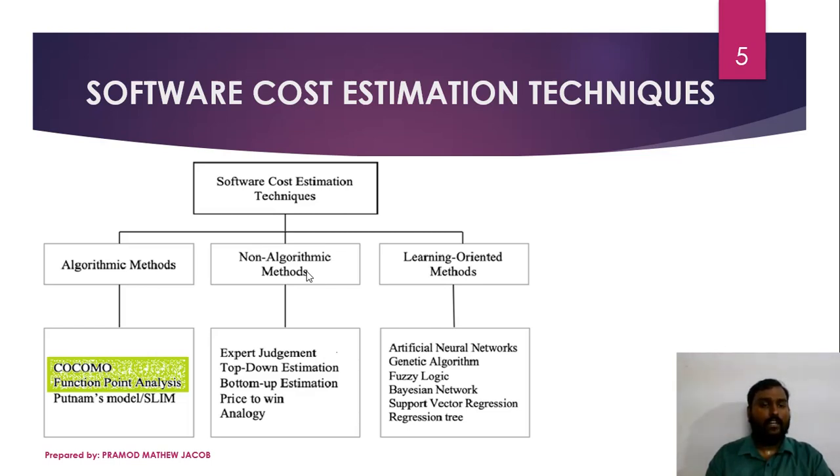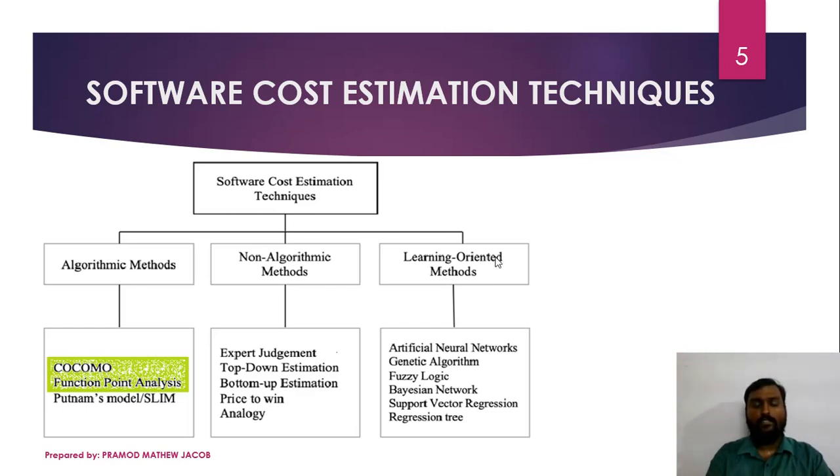Software cost estimation techniques are classified into three: algorithmic methods, non-algorithmic methods, and learning-oriented methods. In algorithmic methods, the basic parameter or metric we use for estimating the cost is the complexity of the algorithms that we are using. In non-algorithmic methods, we are not using the complexity of algorithms. Instead, we are using other parameters like the experience of the developer, other factors like the resources available in the industry, whether we have done any similar projects in previous work experience, like that. So based on that we can estimate the cost.